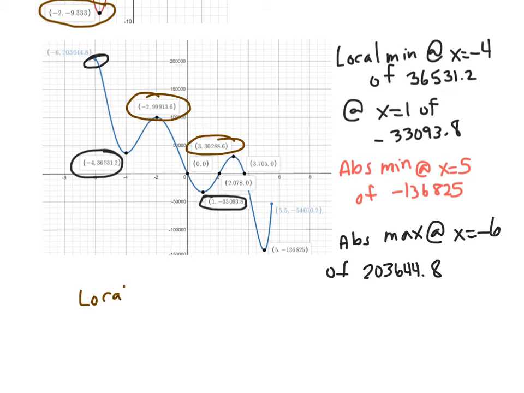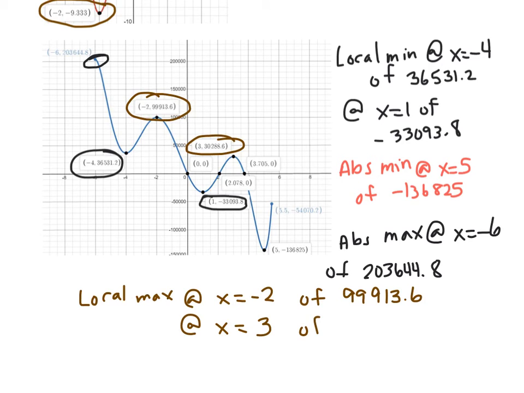So we're going to have a local max, the first one at x equal -2 of 99,913.6, and another one at x equal 3 of 302,088.6.